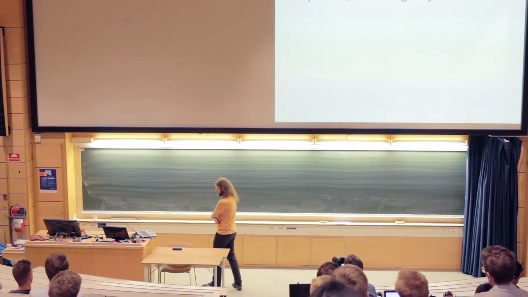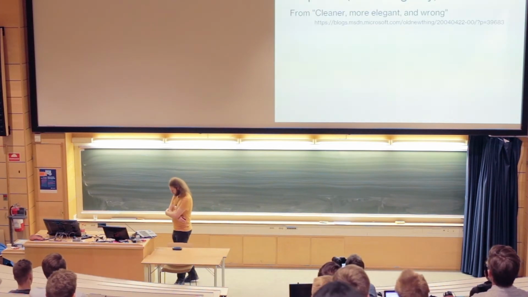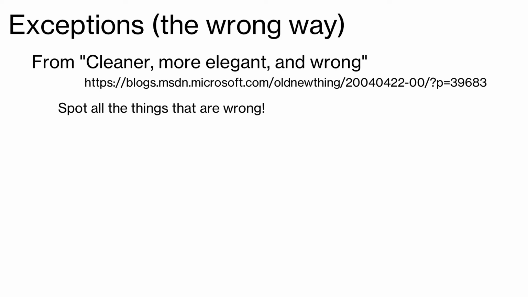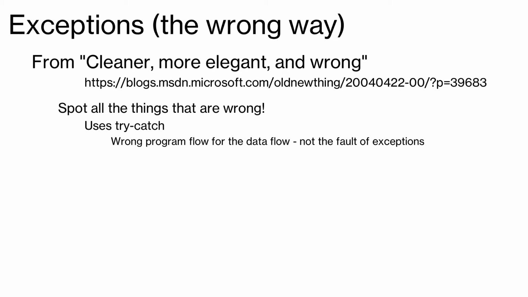And there we go. Exceptions the wrong way. Let's spot all the things that were wrong with this piece of code. First of all, it uses try-catch instead of a proper scope deferment statement. So the control flow for handling the exception is going forwards, but the exceptions are going backwards. So that's fundamentally using the wrong mechanism to deal with errors.